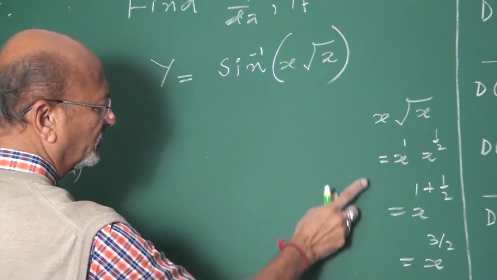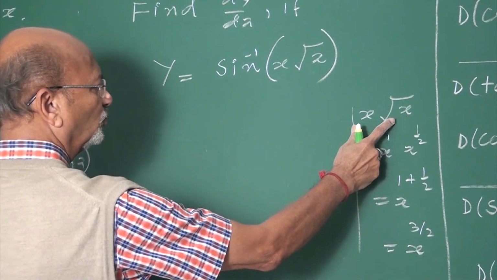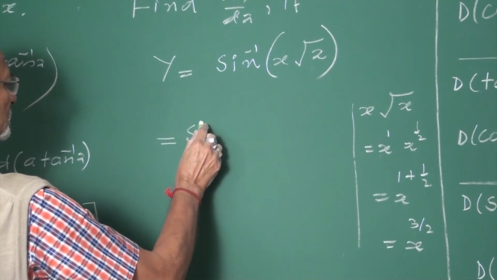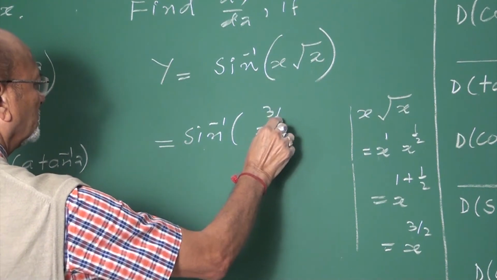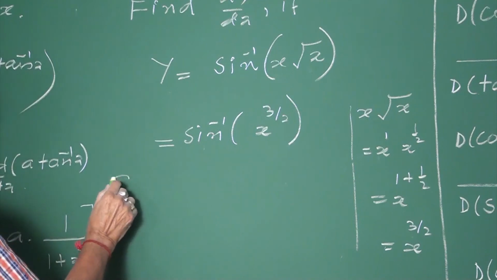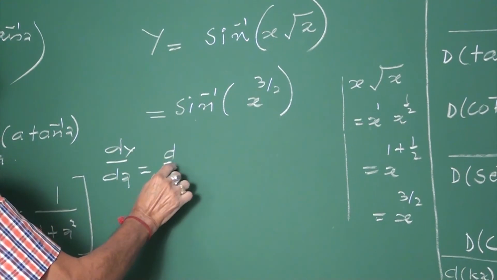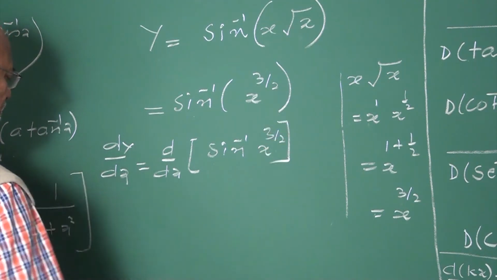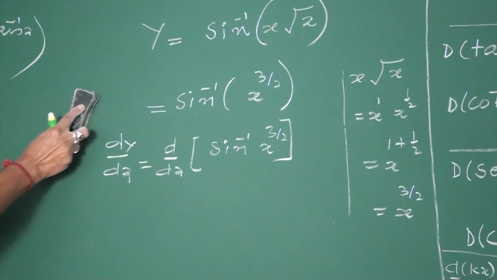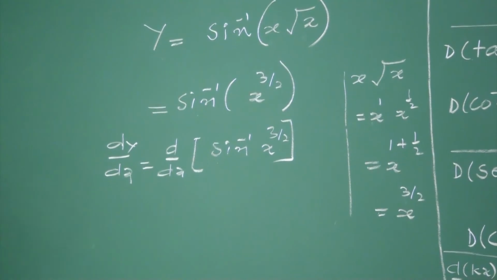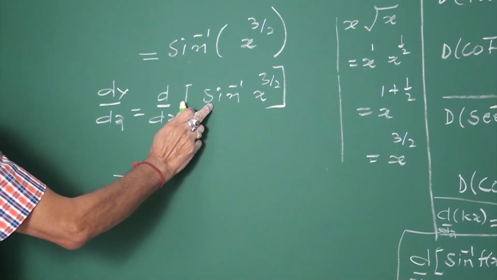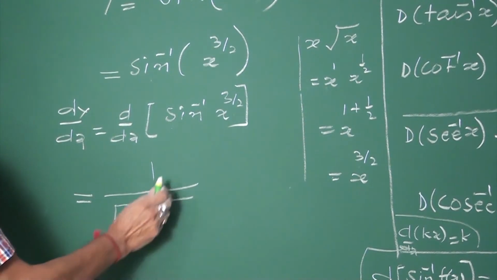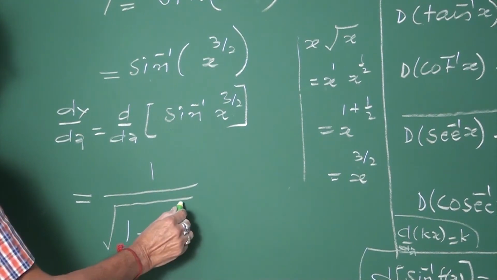This part is simplified. I have written it separately, my friends: root x is x to the power half. Bases are the same, so add the powers. Yes, my friend, this can be written as sin inverse of x to the power 3 by 2. Differentiate. dy by dx equal to d by dx of sin inverse x to the power 3 by 2. Yes, friends, write its derivative now. Equal to sin inverse, see, 1 by square root of 1 minus x to the power 3 by 2 whole squared.